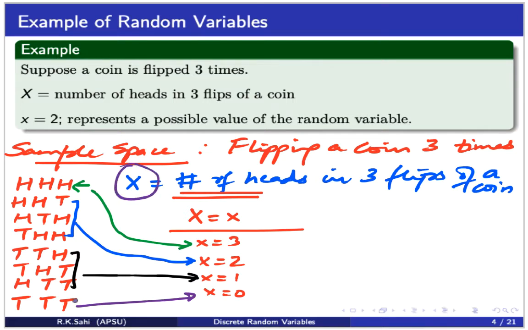And that's the beauty of random variables. In a very short form, we can represent many of these outcomes of a sample space. This is just one simple example. Okay, also notice that this random variable has a probability distribution, and I'm going to come back over here.